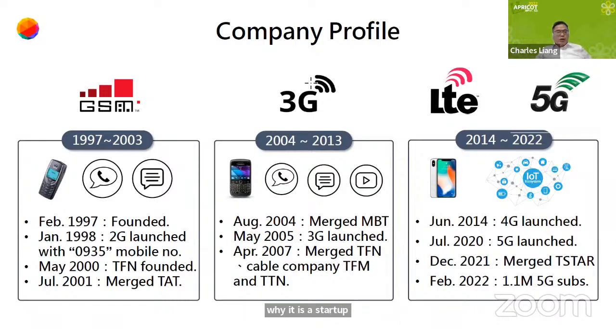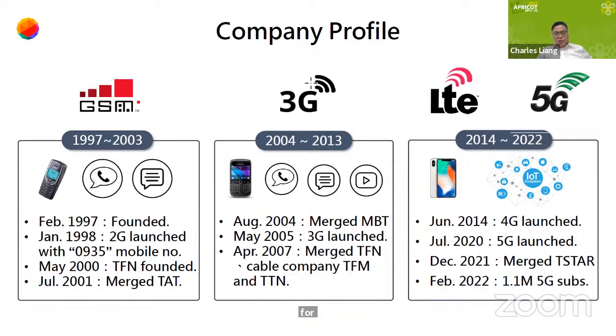In April 2007, Taiwan Mobile merged Taiwan Fixed Network, a cable company, Taiwan Fixed Media, and Taiwan Telecommunication Network, and got the management right of these three companies. In June 2014, Taiwan Mobile introduced 4G and started providing 4G service. In July 2020, Taiwan Mobile launched 5G service for the open passport.